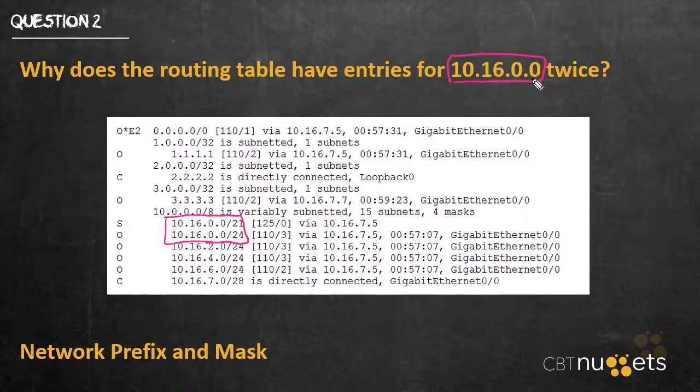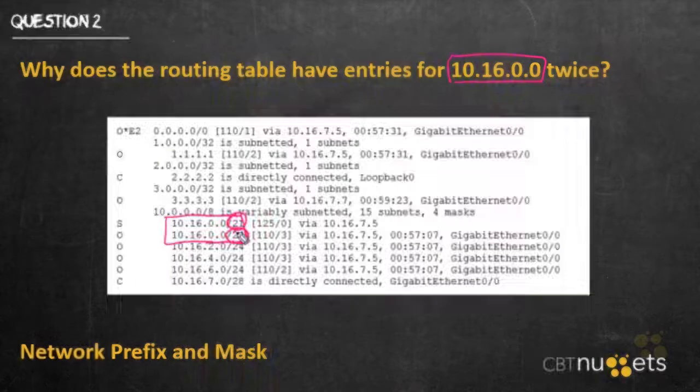And the reason that 10.16.0.0 is in there twice, or at least visually looks like it's in there twice, is because those are two different networks. The first one is a 21-bit network, and the second entry, the second route, is for a 24-bit network. So from a routing perspective, the router is considering those to be two very distinct and separate routes, and it's keeping them both in the routing table.